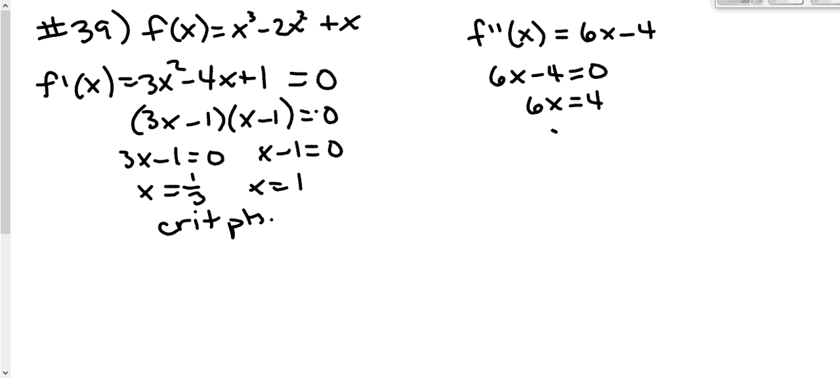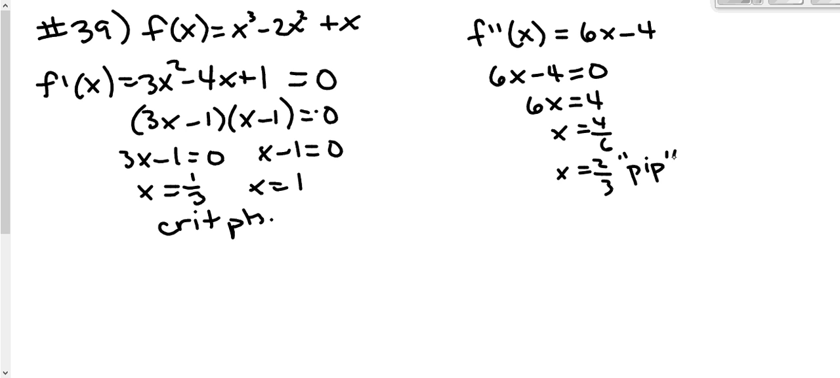We get 4/6. I always find that hard to say, 4/6. And then we reduce that, and you get 2/3. So that's the potential inflection point. We don't know yet if it's an inflection point, so that's why I gave it the name potential.